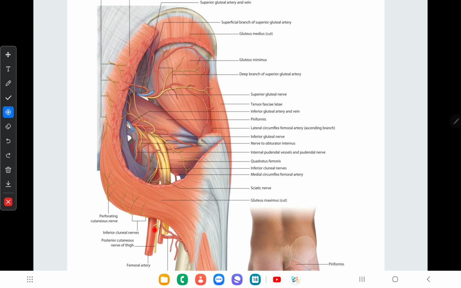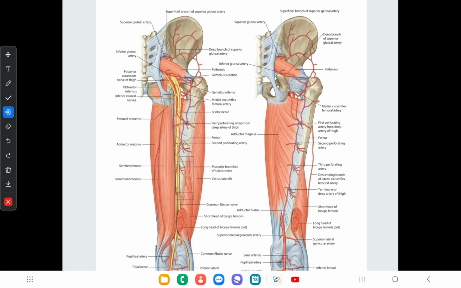Also there is another posterior relation. You can see this cut surface, where a muscle has been cut here. It is the gluteus maximus muscle. So the gluteus maximus muscle is also a posterior relation of the sciatic nerve. Here I will show you the adductor magnus muscle. Here is the adductor magnus muscle, and in this picture here is the adductor magnus muscle. You can see the sciatic nerve lies posterior to the adductor magnus muscle in the thigh.